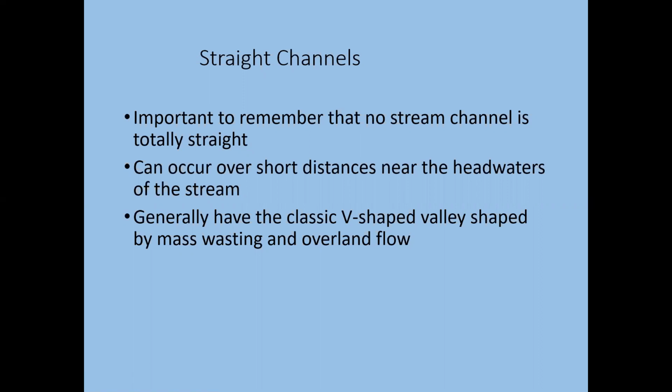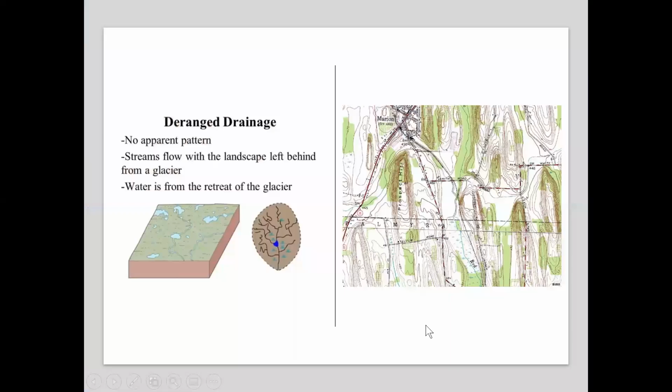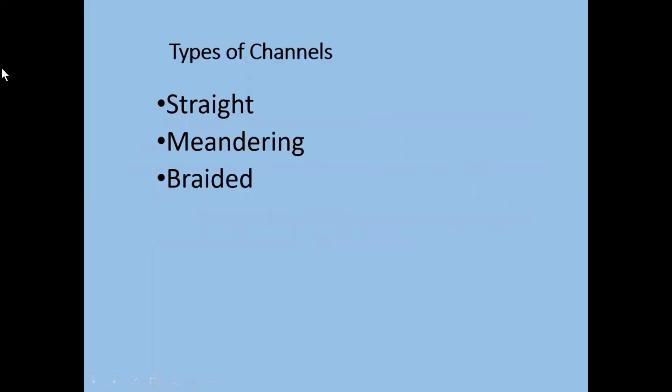So there's no truly straight stream channel. If you ever see a truly straight stream channel, it's man-made. It's either a concrete lined channel or some sort of man-made feature. But they can occur over short distances. The stream can be fairly straight over short distances, usually near the headwaters of the stream in the mountains. And the classic shape is a V-shaped valley. The stream cuts down uniformly. In these headwaters, the main force is directed down.